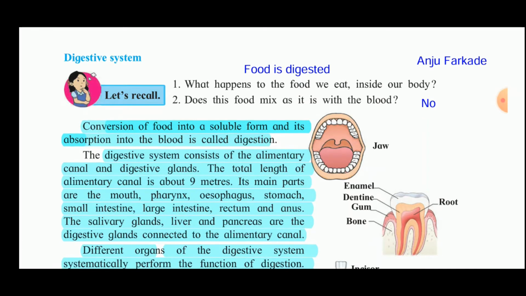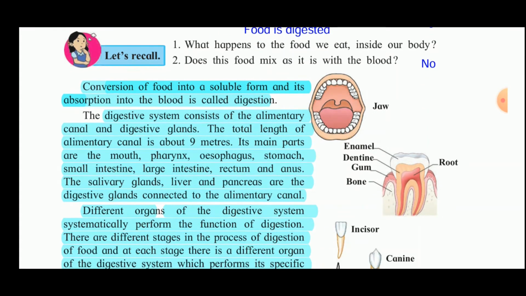The definition of digestion is the conversion of food into a soluble form and its absorption into the blood. The digestive system consists of the alimentary canal and the digestive glands. The total length of the alimentary canal is about 9 meters. Its main parts are mouth, pharynx, esophagus, stomach, small intestine, large intestine, rectum and anus. The salivary glands, liver and pancreas are the digestive glands connected to the alimentary canal.